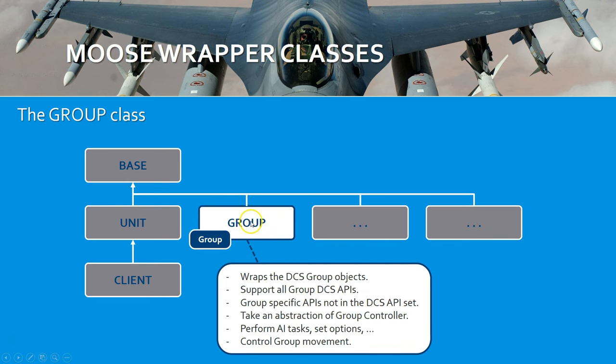Group contains units or clients. And again, it wraps and supports all the group DCS APIs available today, but provides a richer API set that is not available within DCS. It takes an abstraction of the group controller, performs AI tasks, sets options, and so on, and controls the group movement.